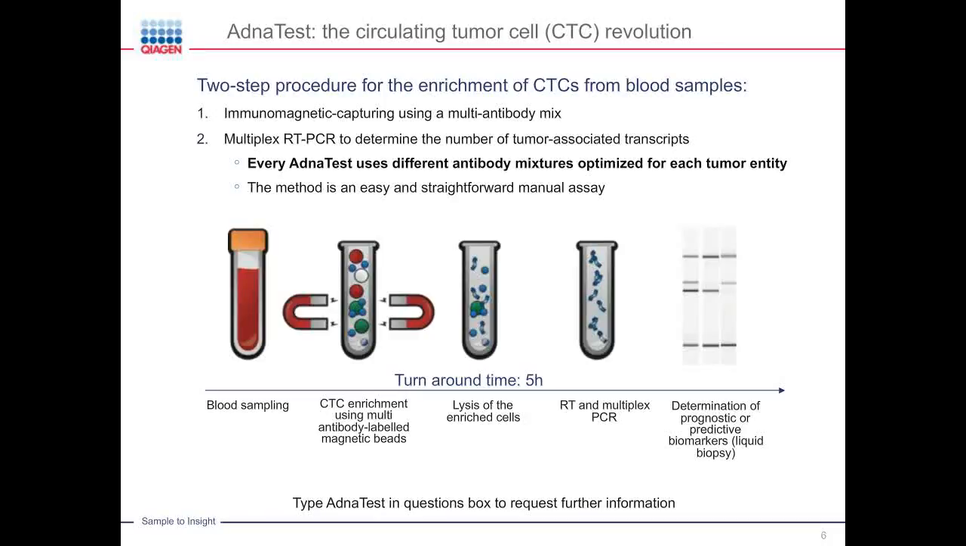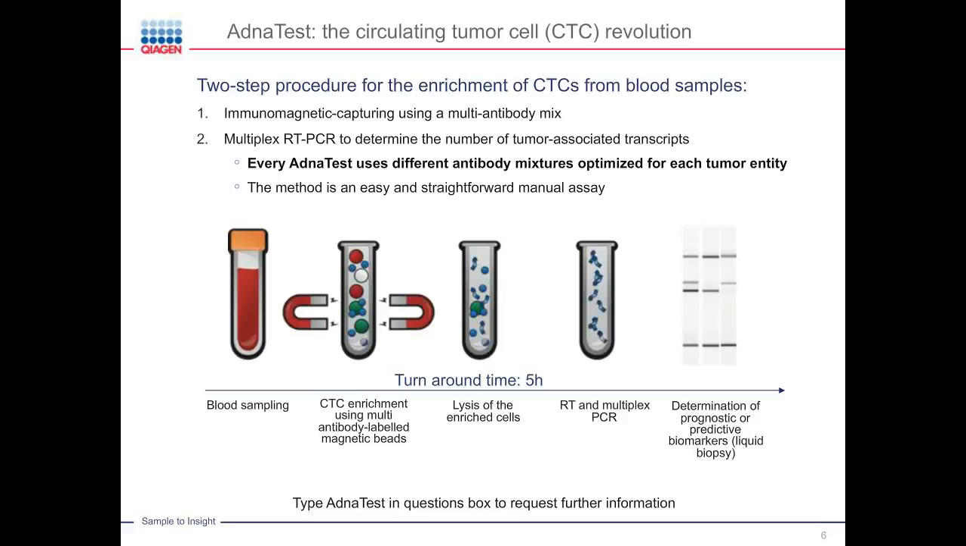The AdnaTest, as it is today, is a quite simple benchtop assay. It's a manual assay consisting of several incubation steps. It starts with blood sampling. The blood is incubated then with the immunomagnetic bead mixture for 30 minutes, and this is followed then by several washing steps to get rid of most of the leukocytes and all the red blood cells. To give you here already an idea of the purity we get out here.